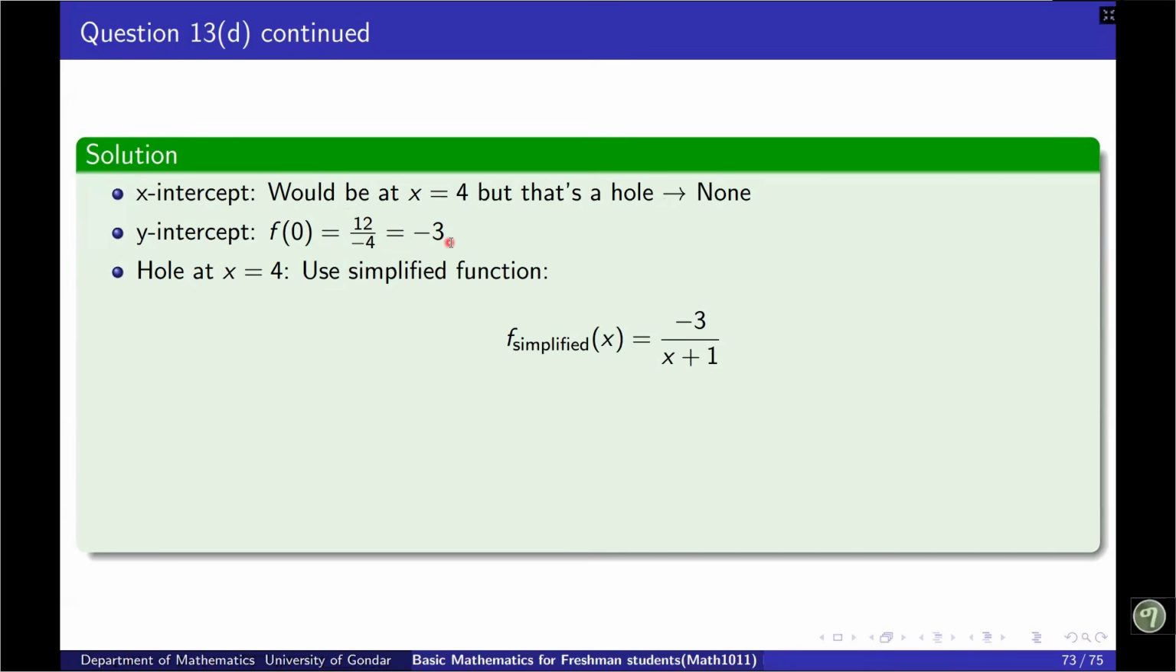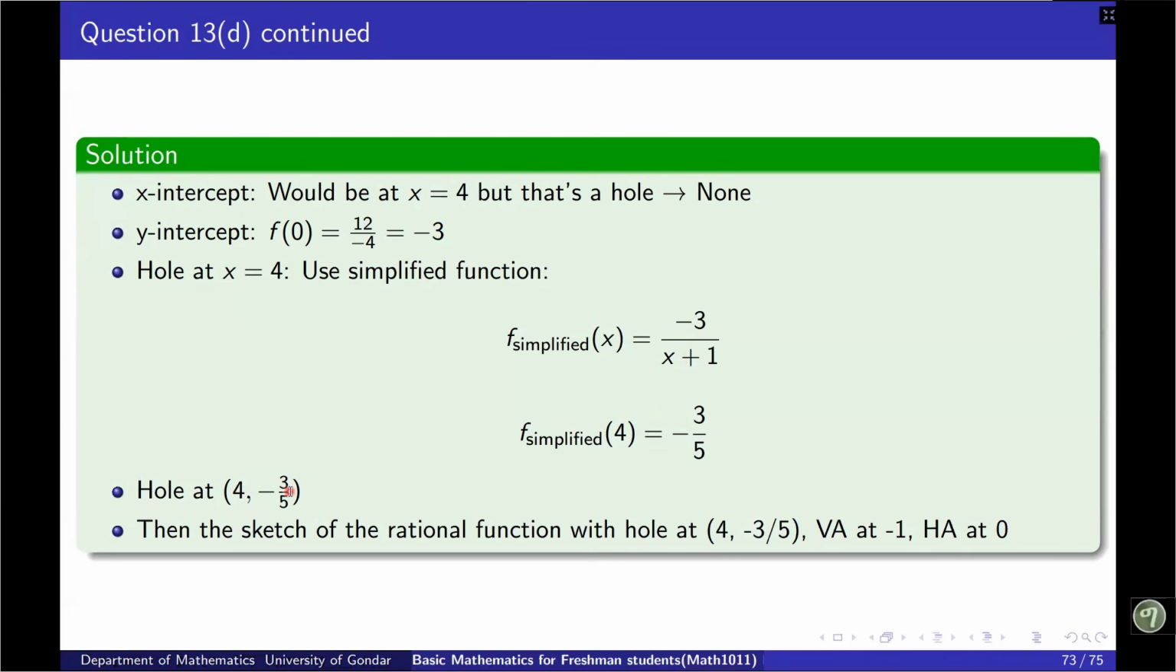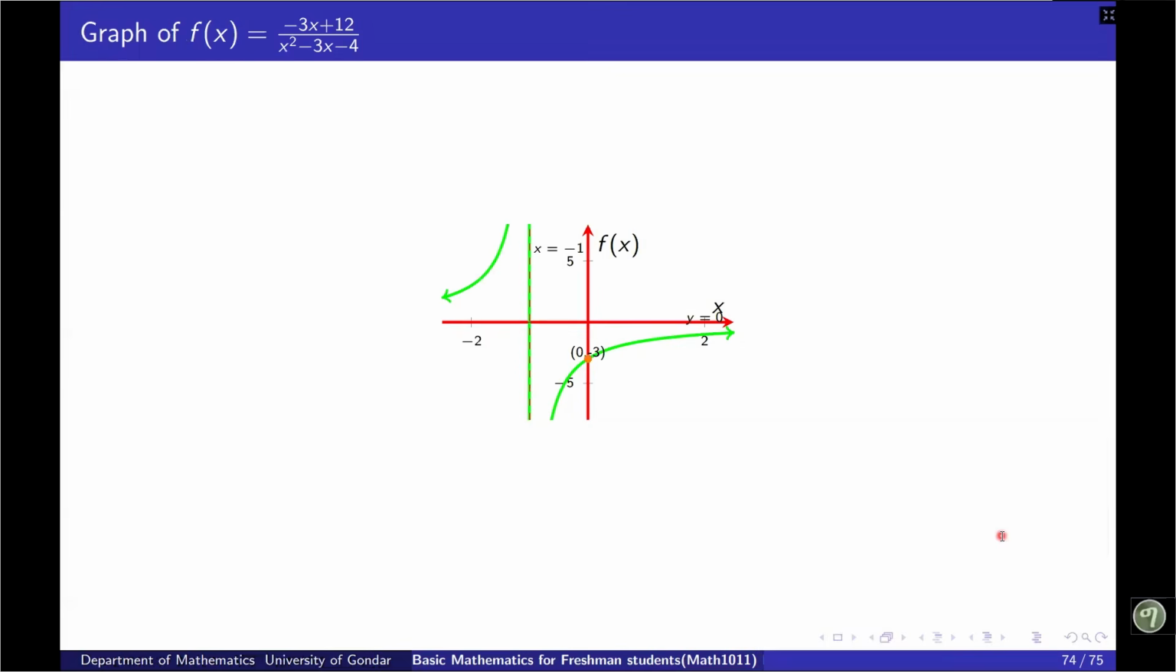Then, in order to specifically locate the point, we have to take the simplified form of the given function. So the simplified form is negative 3 over (x plus 1). Therefore, the functional value at 4 could be negative 3 over 5. Therefore, the hole of the graph will be (4, -3/5). Then the rough sketch of this rational function with this information, with a hole at (4, -3/5), vertical asymptote at x equals negative 1, and horizontal asymptote at 0, or simply the x-axis, could be this one.